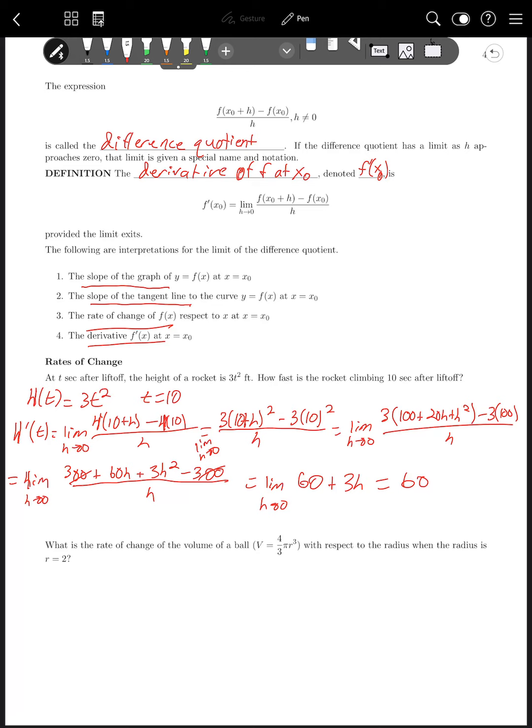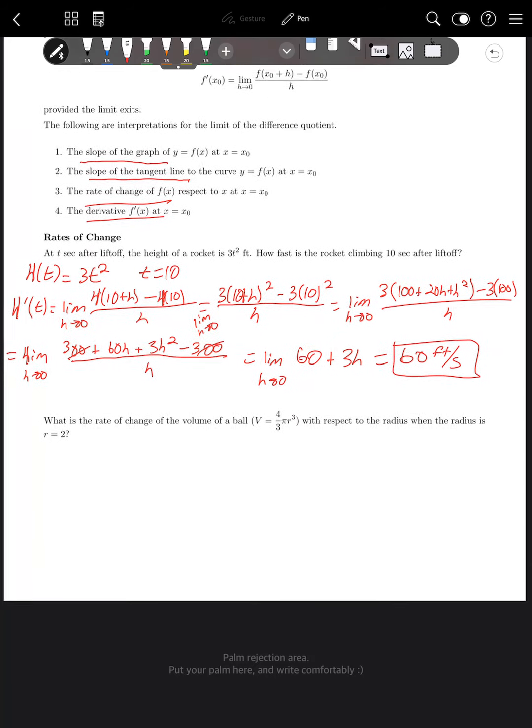So how fast is the rocket climbing? 60 feet per second after 10 seconds. So its speed is 60 feet per second at that moment. Okay, so that's the idea. So what I'd like you all to do is pause the video at this point and go ahead and try this last problem here.